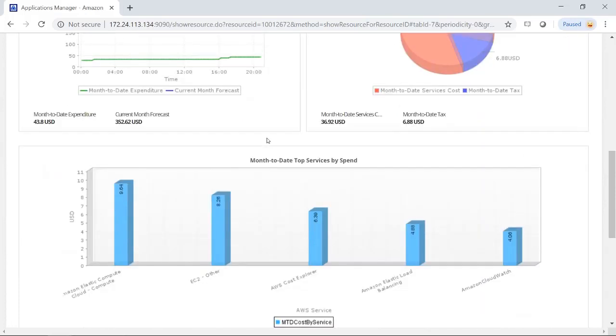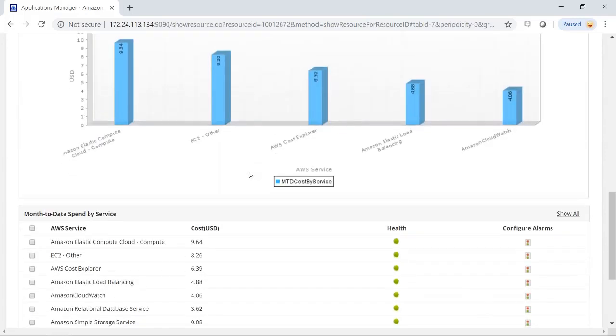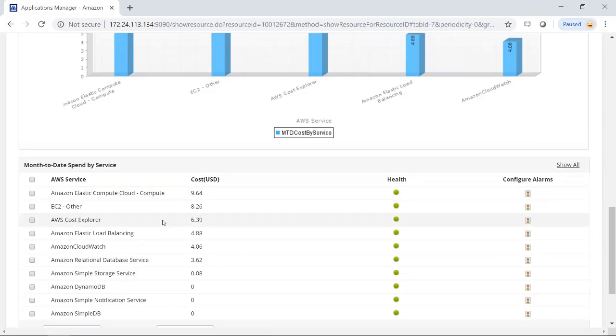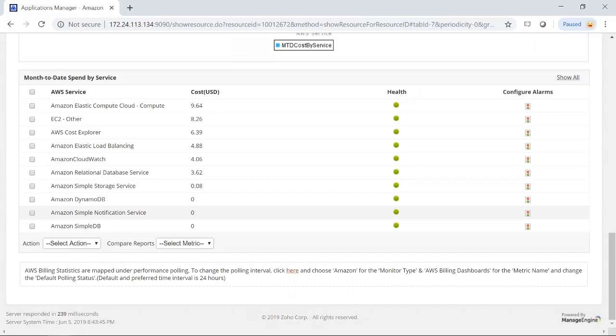Now, as we see, this graph gives an overview of the month-to-date top services by spend, wherein the same information is also available on the graph, where a user can create a threshold to ensure that the cost will not exceed a specific set threshold. On the other hand, if a specific service is not required for monitoring, a user can check one of these options and click on either disable or delete, which will only perform the operation on the Applications Manager UI.